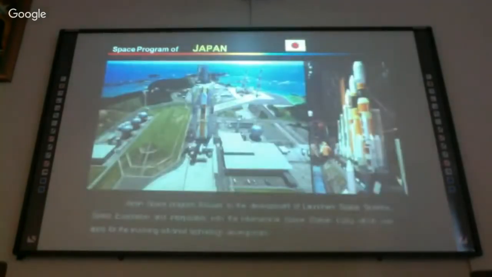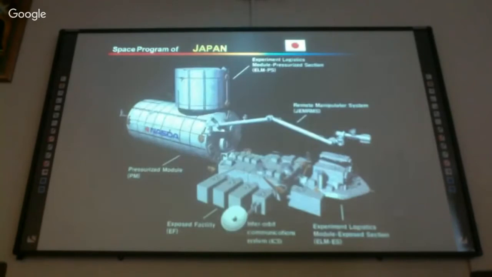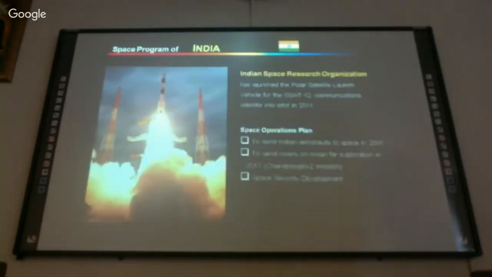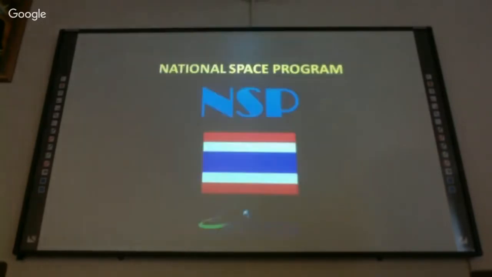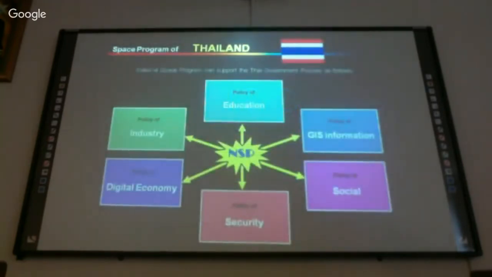So we studied Japan, Korea, China, and India, and their space programs, how they established their space programs, and then we will use the method to develop our country. So the NSP will support the education industry, digital economy, GIS, and social, as well as military security also.